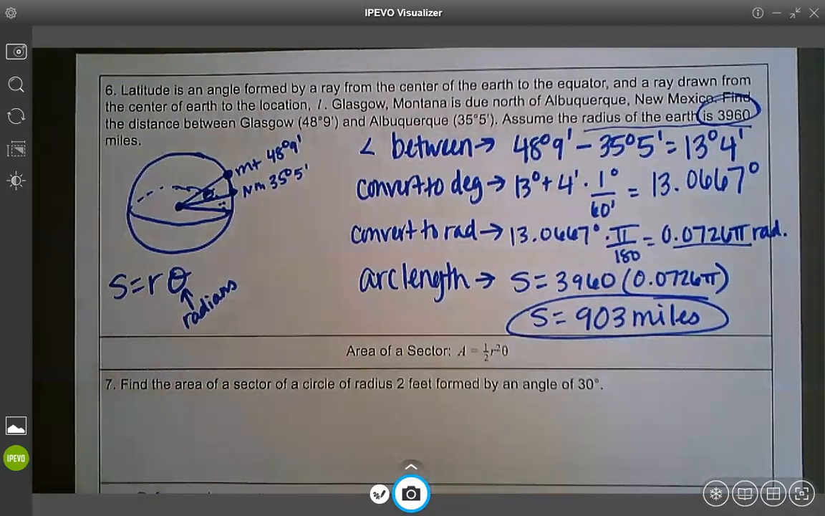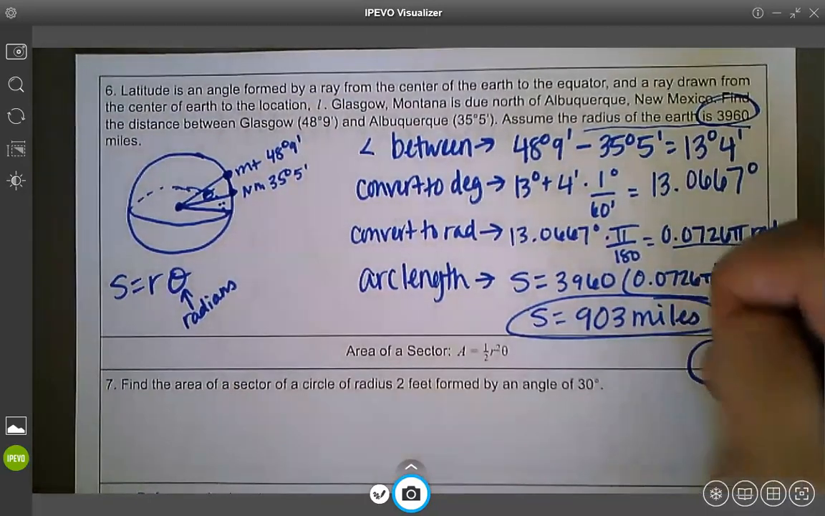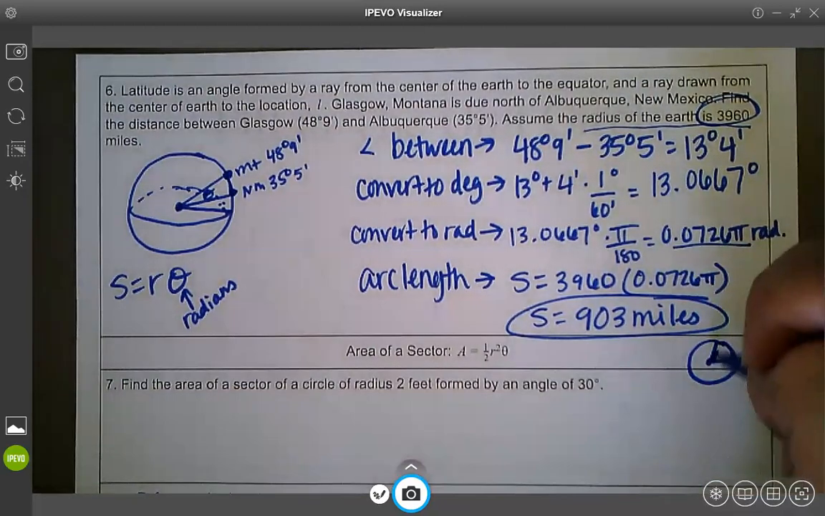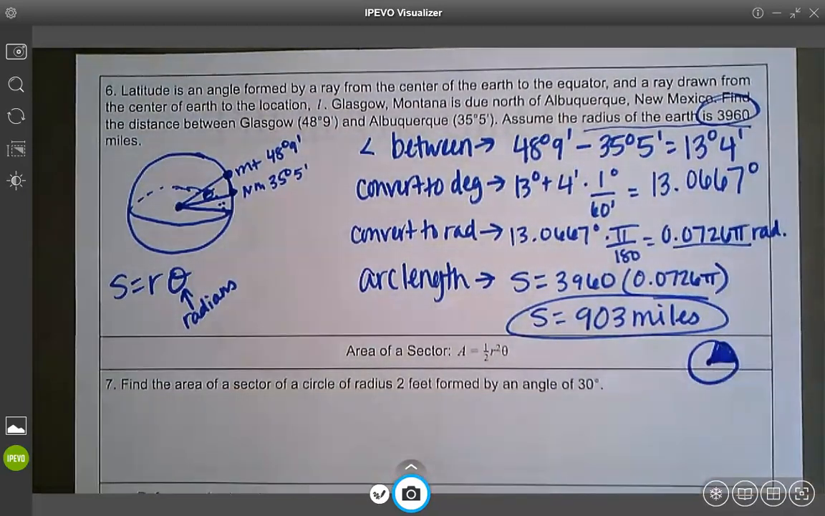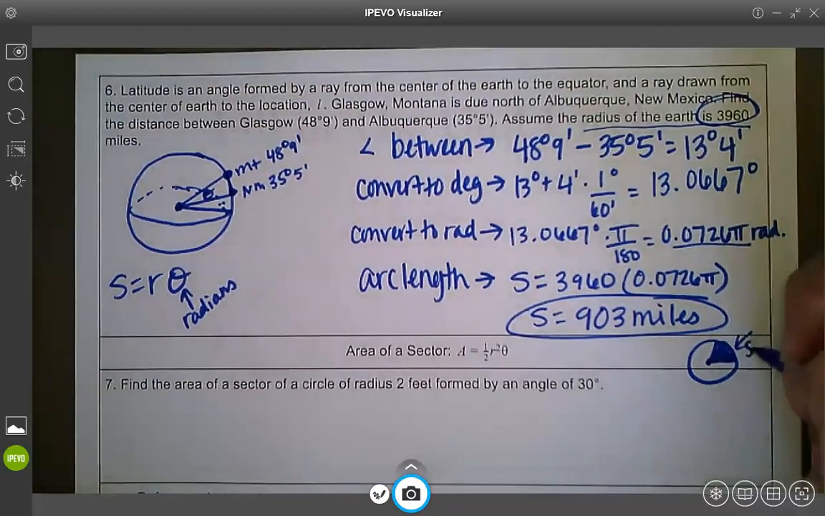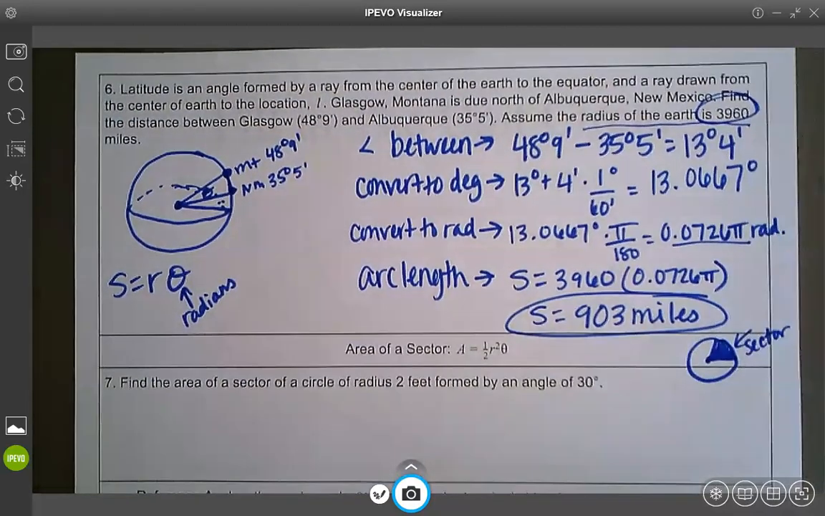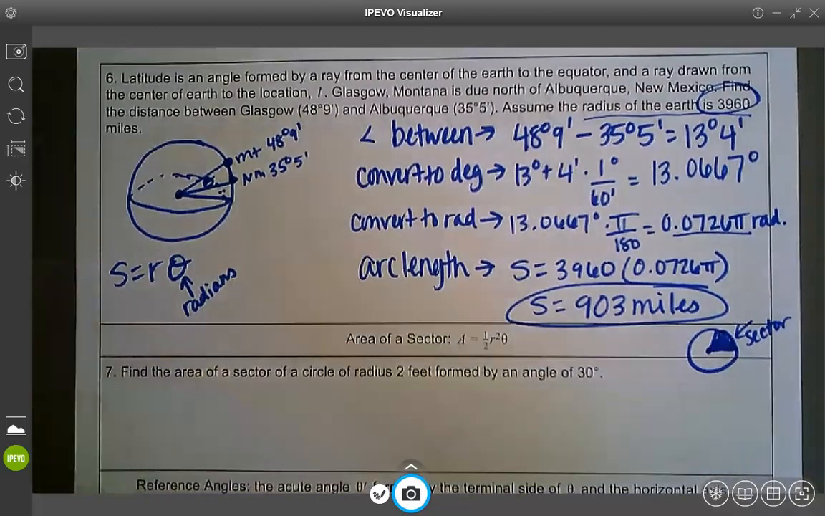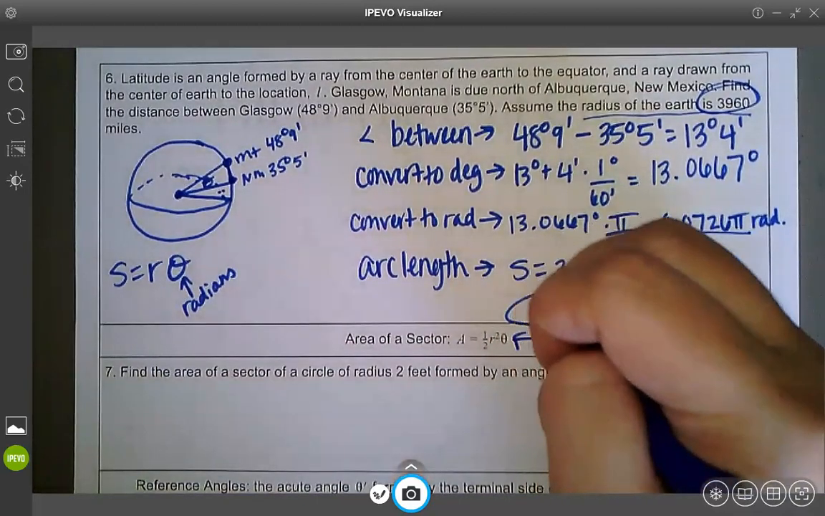Area of a sector is like when you have that central angle and you found your arc length, but we're finding the area of that portion of the circle. This would be a sector. The formula is 1/2 r squared theta. Again, theta has to be in radians.